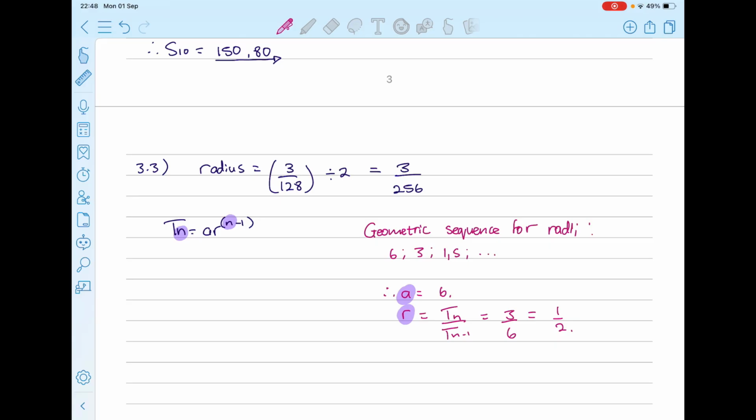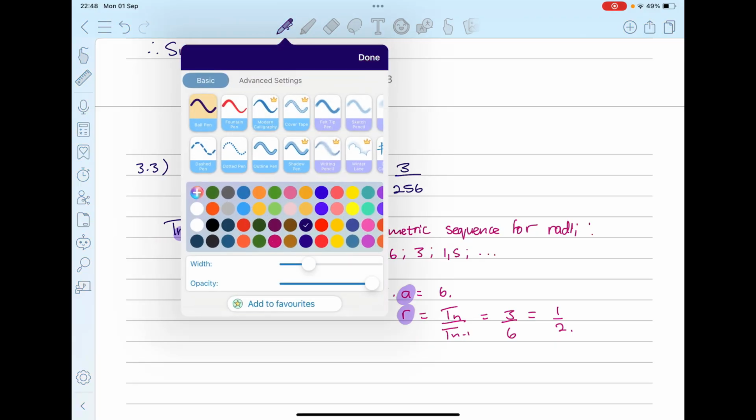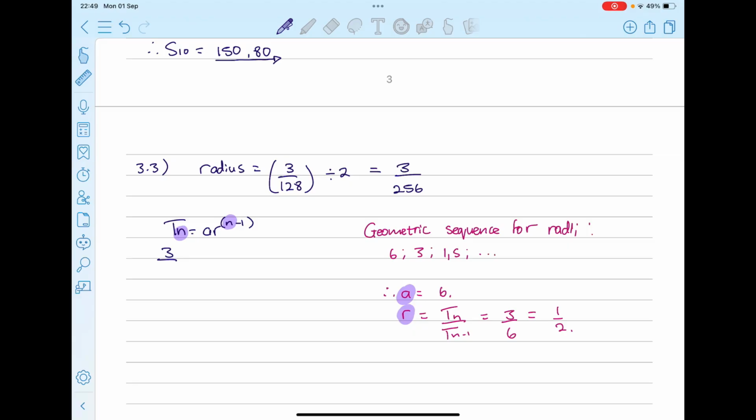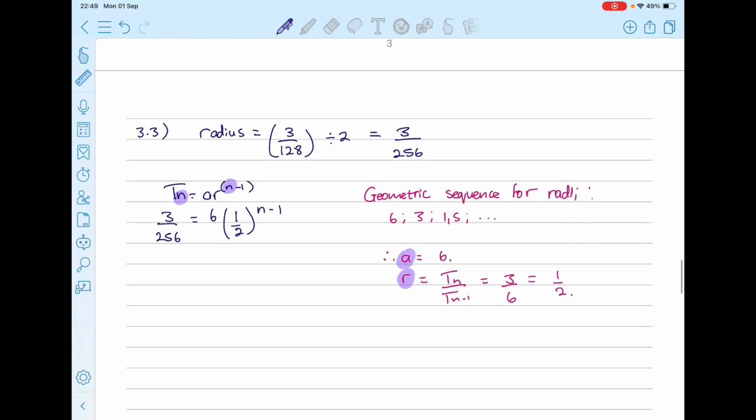So 3 over 256 will be equal to 6, r is 1 over 2, to the power of n minus 1. So we can divide both sides by 6 just to get rid of that. And then we'll end up with 1 over 512 on the left. And here we will just have a half to the power of n minus 1.